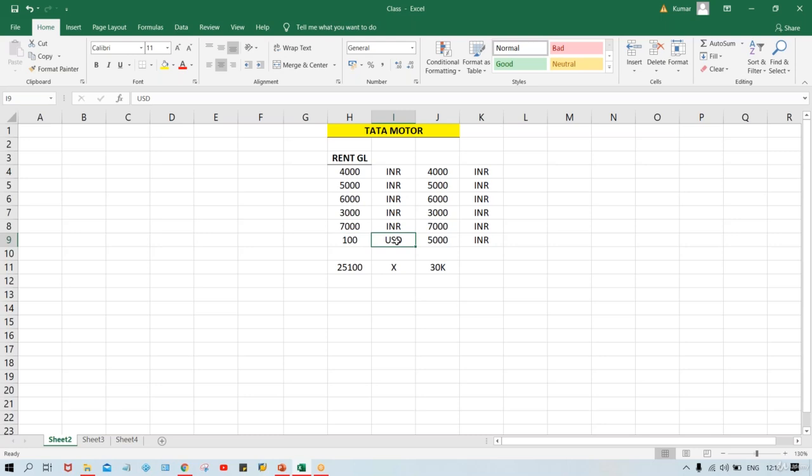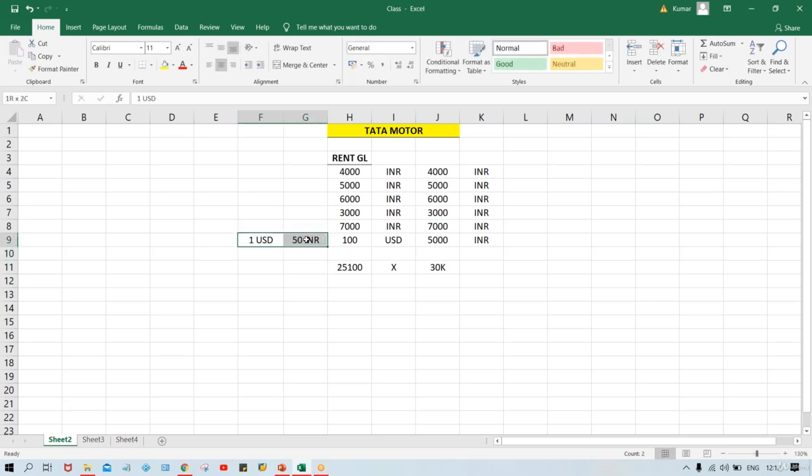Whatever your company code currency is, that is going to be treated as your local currency, and whatever the invoice currency is, if it is other than your local currency, then it is going to be treated as foreign currency. So now here I said, let's suppose 1 USD equals 60 or 50. Let's suppose I have given 50 INR.